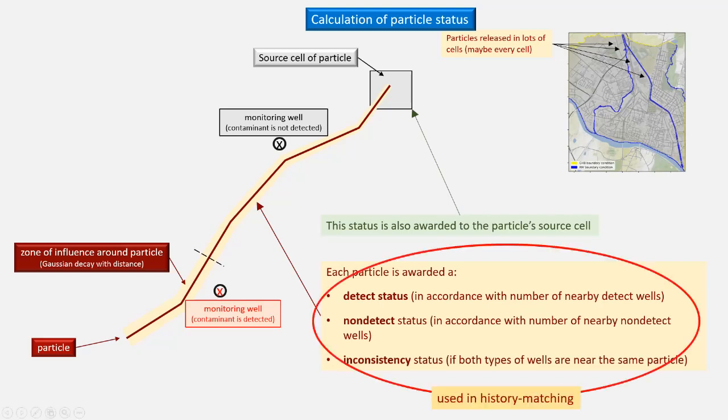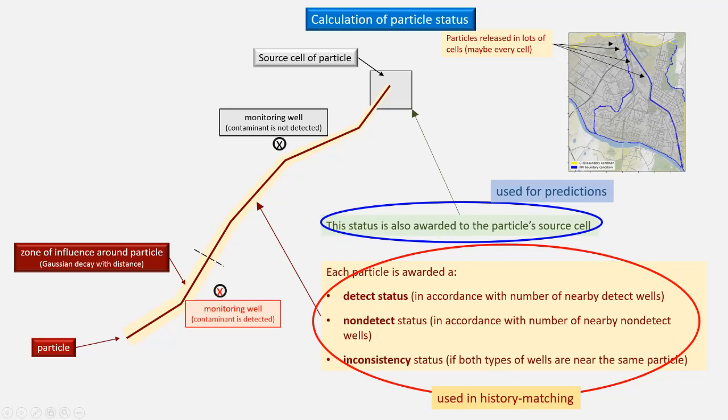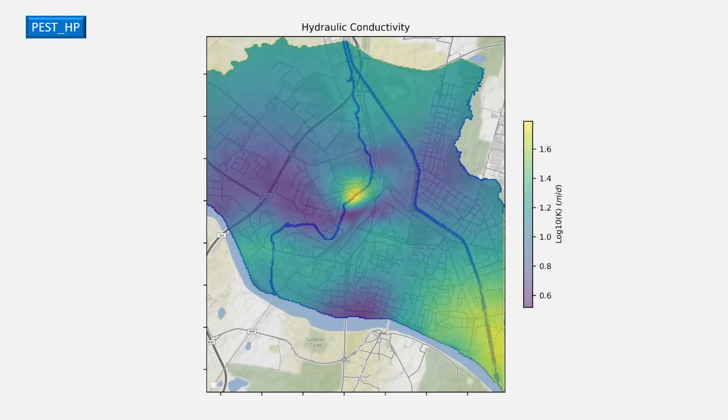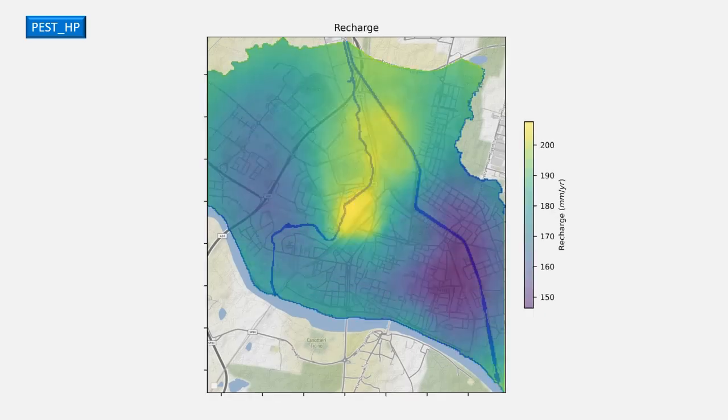So, this is used in history matching. This is used for making predictions. So we calibrate the model. Here's the heads calculated by my calibrated model. Here are particle paths that have a non-zero detect status. Here's the hydraulic conductivity that emerges from the calibration process. This is calibrated against heads and against particle track consistency. Here is recharge calibrated against the same data.